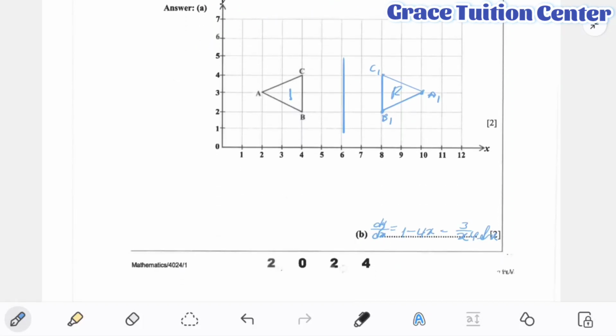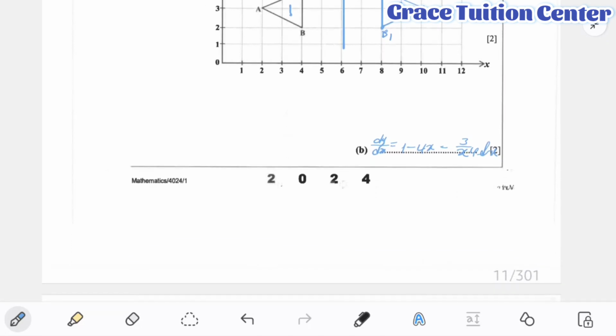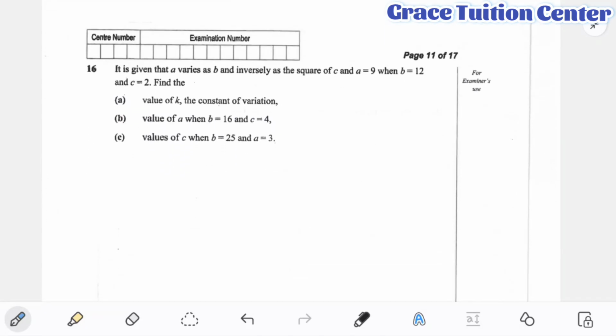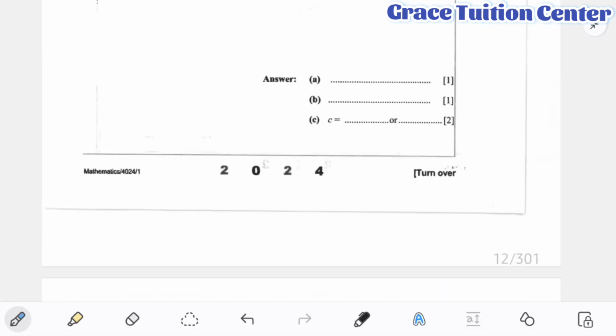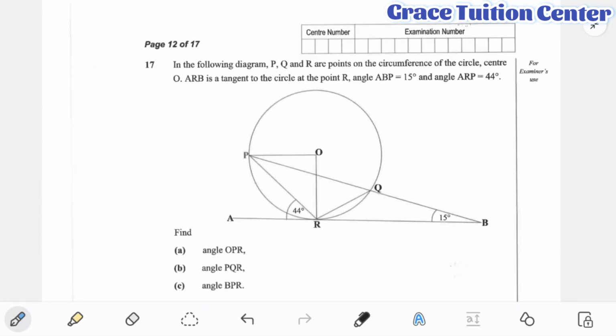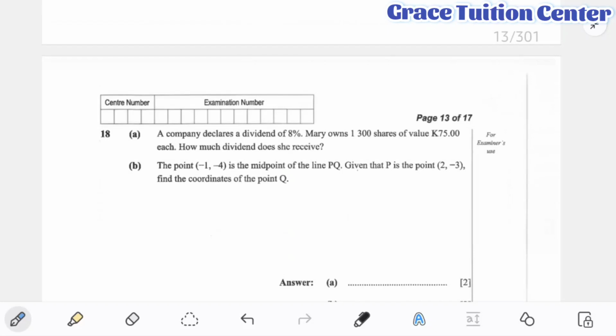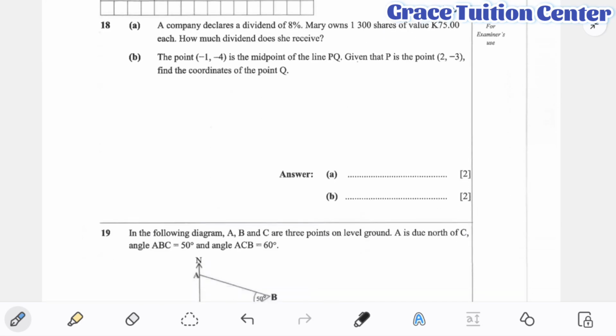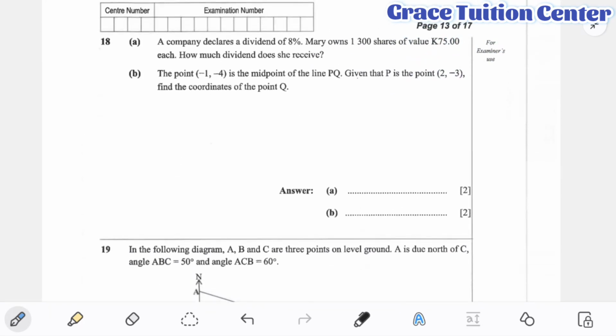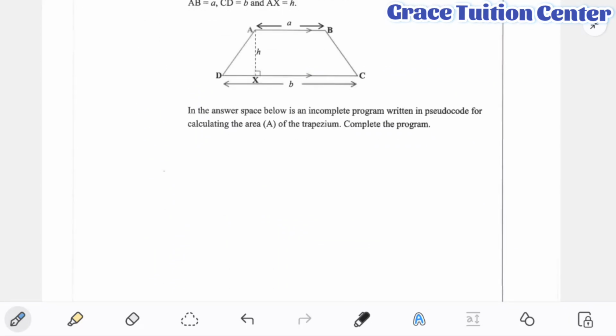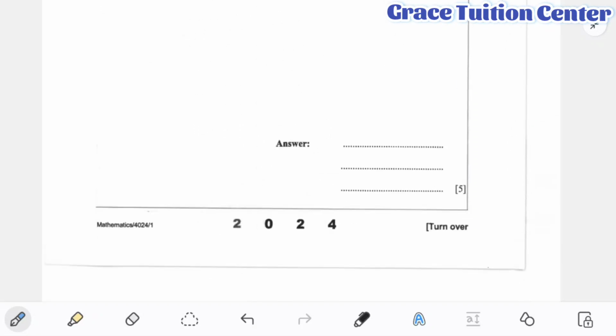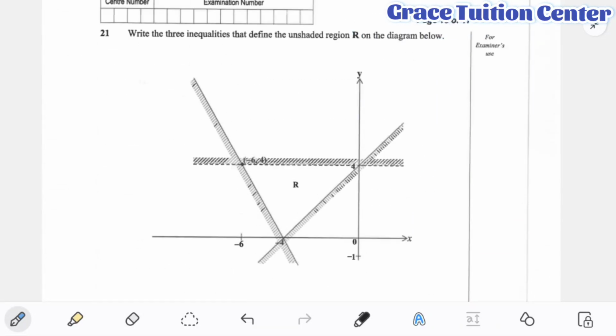We can pause here. I want you to watch out for the next video, because the paper is not yet done. We have some questions that are coming up ahead. Variation here, we have a second theorem here, we have social, commercial arithmetics, and the vectors here. Is it coordinate geometry? And there are many other questions that are coming up ahead here. And please, can you watch out for the next video?